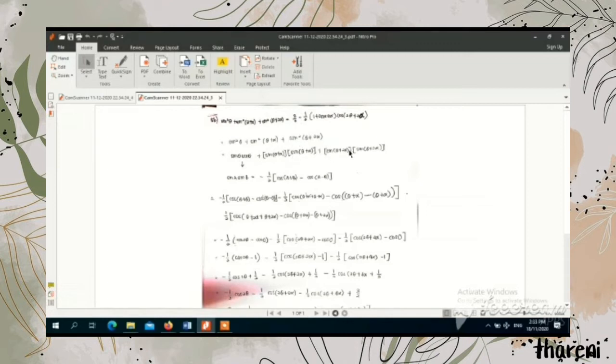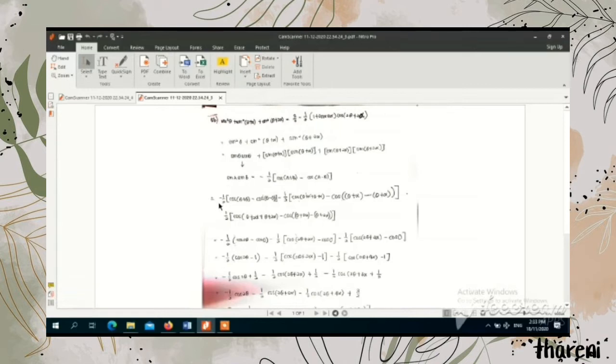Next, we are going to use the trigonometric identity, which is sine A times sine B equals negative 1 over 2 times cos A plus B minus cos A minus B. So, it starts with sine theta times sine theta. When we substitute this into the trigonometric identity, it will become negative 1 over 2 cos theta plus theta minus cos theta minus theta.